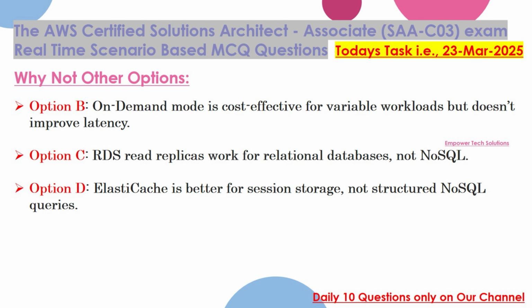Why not other options? Option B. On-demand mode is cost-effective for variable workloads but doesn't improve latency. Option C. RDS read replicas work for relational databases, not NoSQL. Option D. ElastiCache is better for session storage, not structured NoSQL queries.